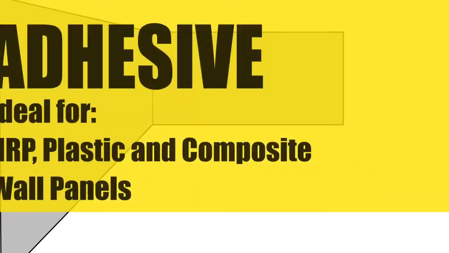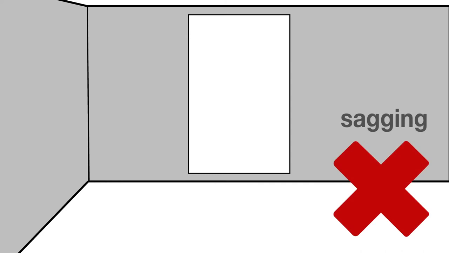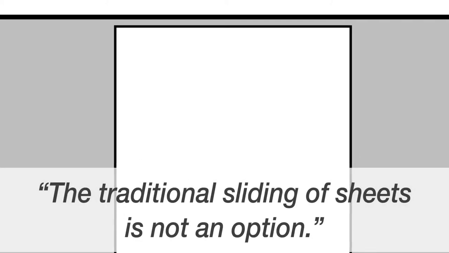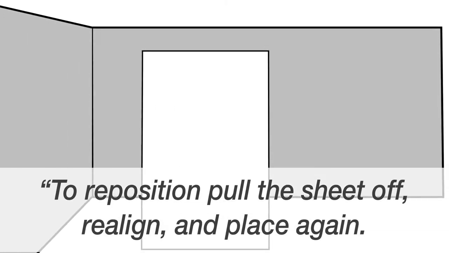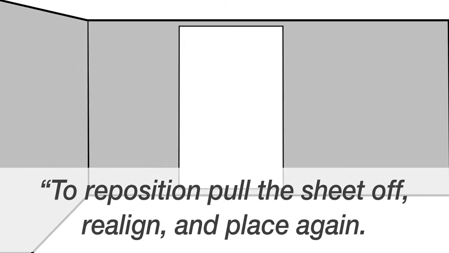Spraylock FRP has immediate shear strength, which completely eliminates sagging, shifting, and bracing during installation. However, this also means that traditional sliding of sheets into place is not an option. To reposition, pull the sheet off, realign, and place again.